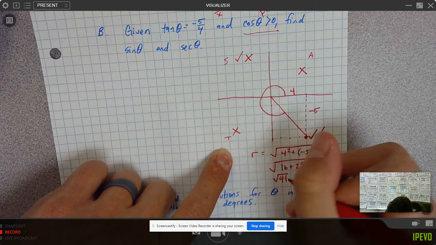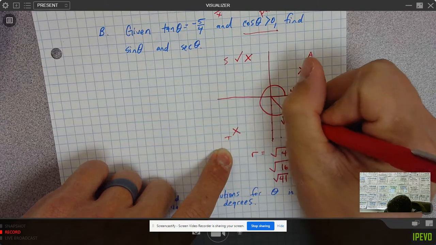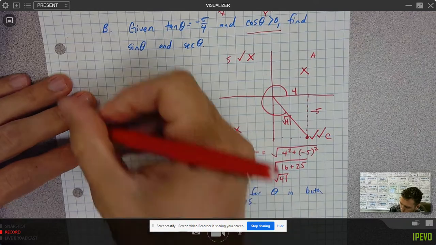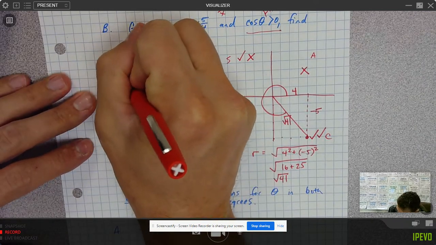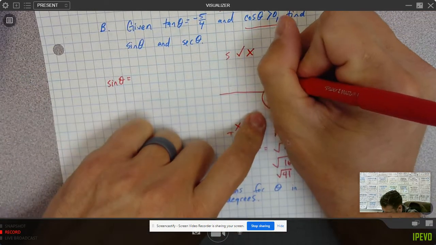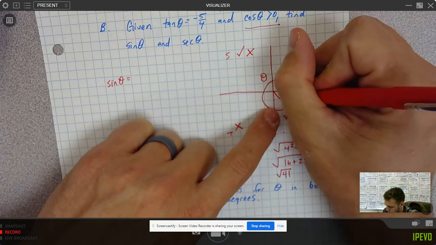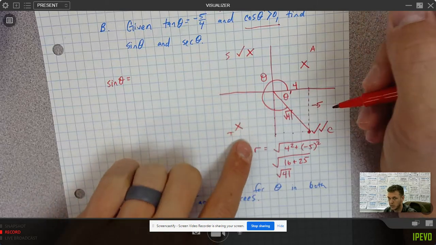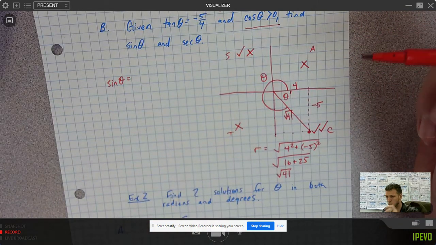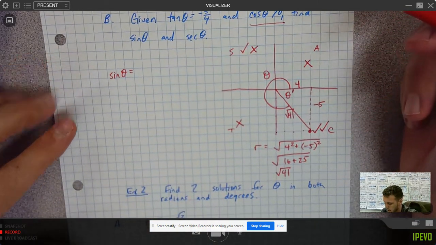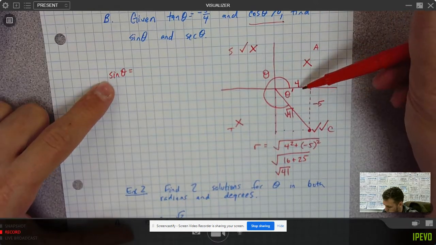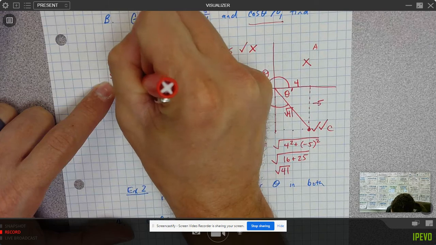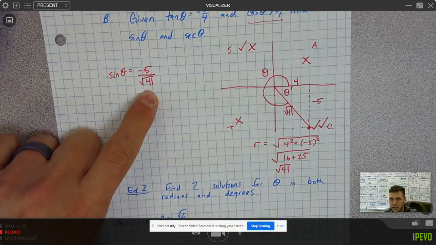So if I want to find sine of theta, remember, this big angle right here is theta, but the reference angle is the equivalent. So we can still use this angle within that triangle to identify those, as long as we pay attention to the signs. Sine of theta is opposite over hypotenuse, so it's -5 over the square root of 41. We can never have a radical in the denominator, so I'm going to rationalize. That's -5 square root of 41 over 41.